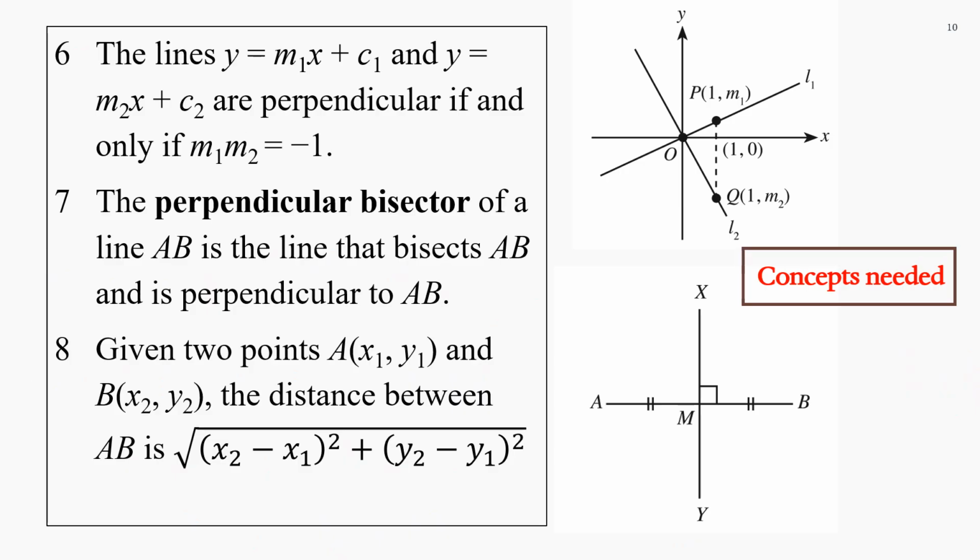Right, another popular concept that is needed in this chapter is that when you have two lines that are perpendicular to each other, then the gradients of these two lines multiplied together will give you -1.